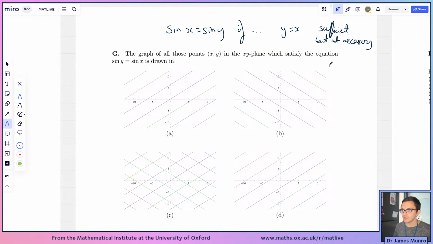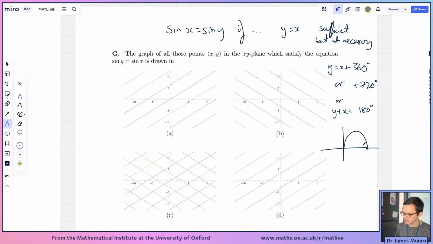You could have y is equal to x plus 360 degrees. Or this question seems to be in radians because it's from the olden days, so plus 2 pi. Or plus like 720 degrees. Or you could have y plus x being equal to 180 degrees. Is that right? I'm thinking about the way that sine goes up and then comes back down again. And that symmetry is like, you've got something over here like 30 degrees, and you've got something over here like 150 degrees. They add up to 180 and they have the same value of sine.